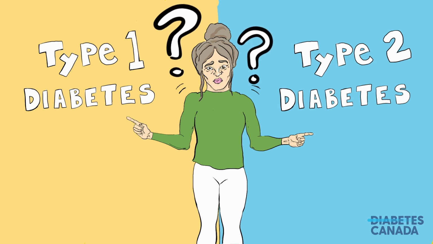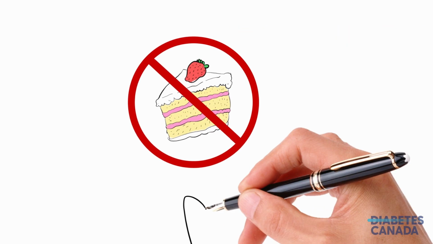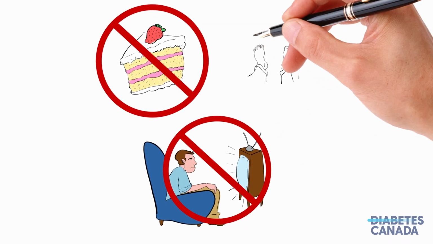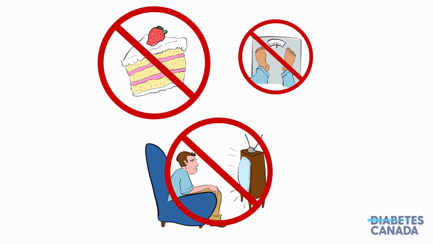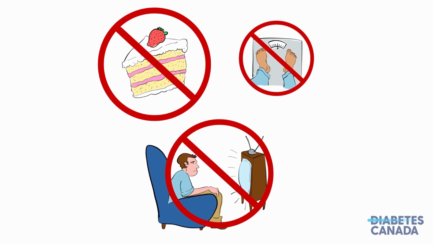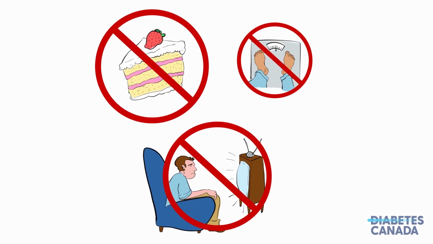Now that you know what diabetes is and how it affects people, you may be wondering what causes this condition in the first place. First, let's discuss what diabetes is not caused by. It is not caused by eating too much sugar. It is not caused by a lack of exercise. It is not caused by being overweight.